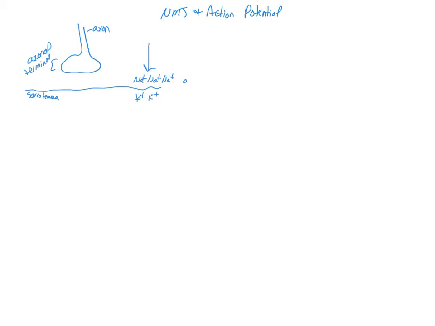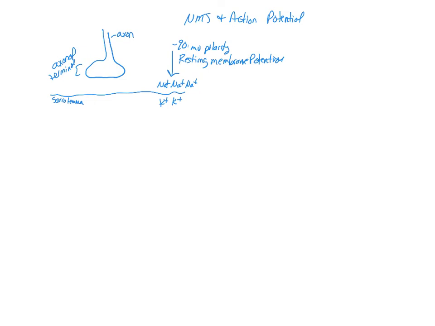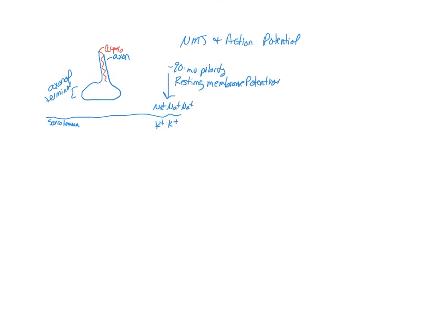And what that means is that I have a negative 70 millivolt polarity, and this is what we call resting membrane potential. Actually, I was just looking at neurophysiology, and so that's why I'm thinking negative 70. Negative 90 for our muscle cells. So what's going to happen is I'm going to have an action potential that comes down.